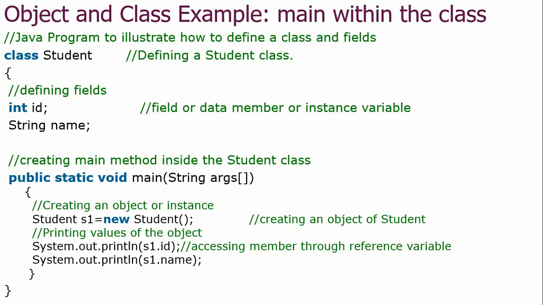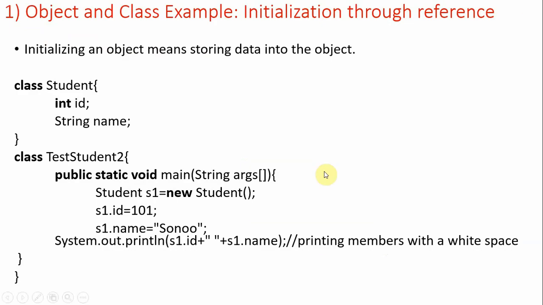Okay, so how does initialization through a reference variable work? It means storing the data into the object. Initialization of an object means storing the data into the object. Okay, so how do we store data into a normal variable, like int a equal to 10? That is also possible with the object, like this.